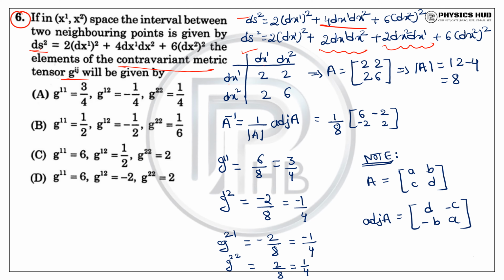So dx1 into dx1 is dx1 square, that has the coefficient 2. Next dx1 into dx2 has coefficient 2. Next dx2 into dx1 has the coefficient 2. Next dx2 into dx2, that is dx2 square, has the coefficient 6. So write it in the form of matrix and find the determinant, that is 8. Next find the A inverse. A inverse is equal to adjoint of A divided by determinant of A. Next find the elements of the contravariant metric tensor Gij. This is the first element, second element, third element and the fourth element. So option A is the correct answer.